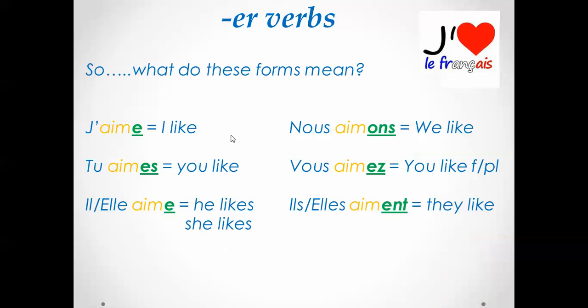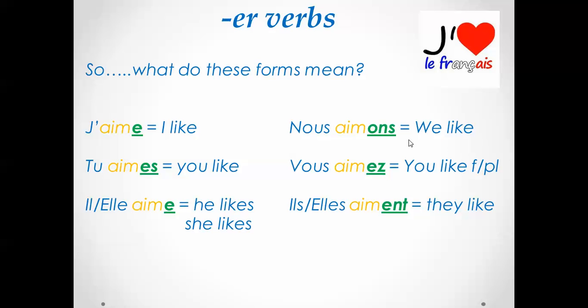Okay, so now we have them conjugated. So what do they mean? Well, if you remember, je, or j' if it's in front of a verb that begins with a vowel, means I. And the verb aimer means to like. So when you put it in the form that goes with je, you are now saying I like, j'aime. Notice that the ending is es for tu aimes. You are saying you like or you love. You can say il aime or elle aime. Il aime means he likes. Elle aime means she likes.